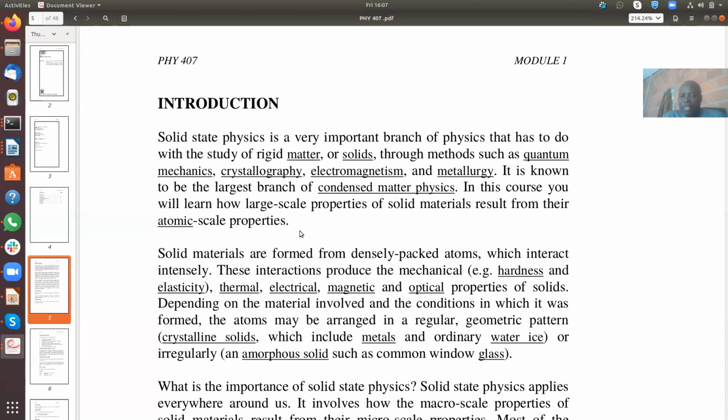Most of the solid materials are arranged in a regular fashion, which is called crystalline solids. Some of the materials in this class are metals and ordinary water ice. Then we have others that are irregular. These are known as amorphous solids. An example is glass.